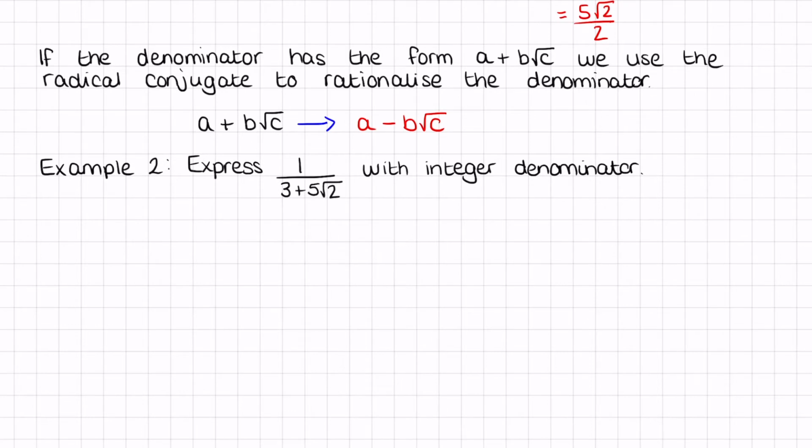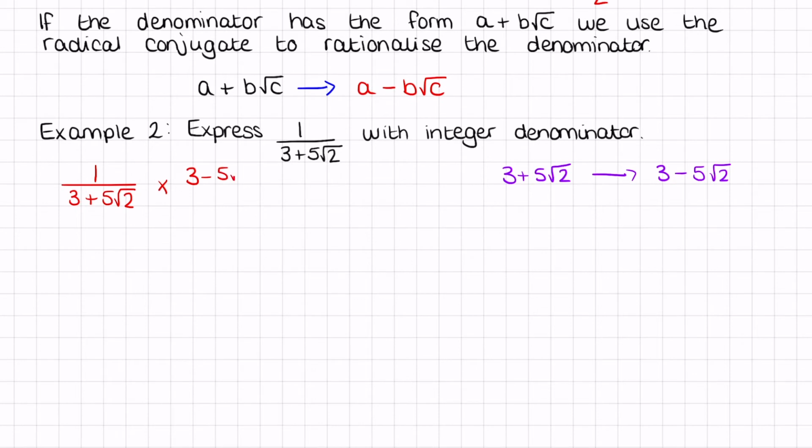1 over 3 plus 5 root 2, and we're going to express that with an integer denominator. Now we're going to multiply this by the conjugate. We have the 3 plus 5 root 2. So the conjugate of that will be 3 minus 5 root 2. So it'll be 3 minus 5 root 2 over 3 minus 5 root 2. Then from here, we just multiply numerators. So 1 times 3 minus 5 root 2 will just be 3 minus 5 root 2.